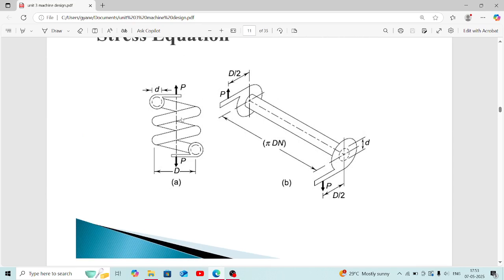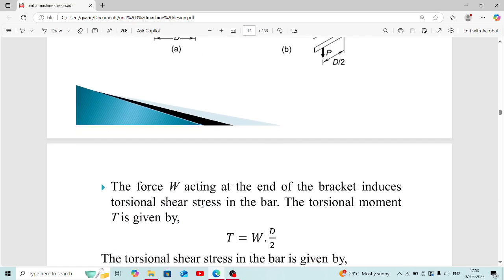This is a diagram of a spring. This is the mean diameter of the spring and the coil diameter. If you open the spring, then the spring looks like this. This is the mean wire diameter, and this is the whole diameter of the spring. So let's see the nomenclature.